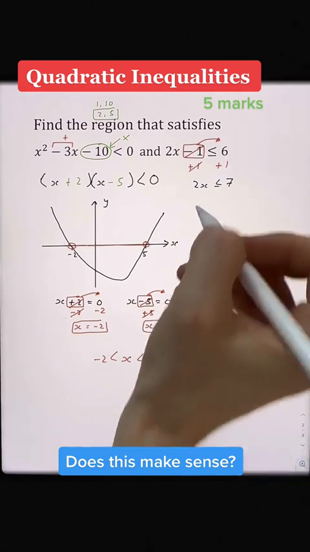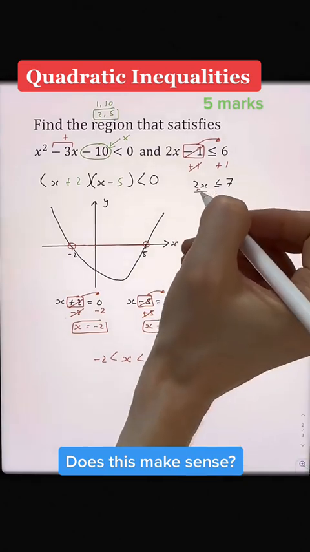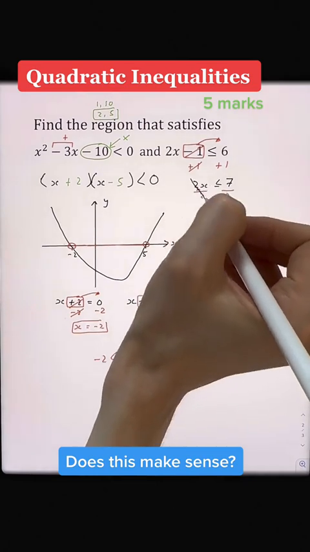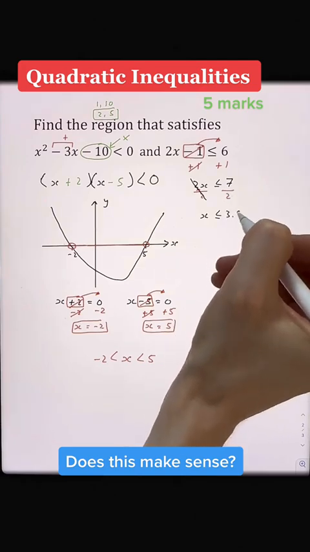2x in algebra means 2 multiplied by x. And as I want to get x by itself, the opposite of times by 2 is to divide both sides of our inequality by 2. On the left-hand side, 2 over 2 will cancel to leave us just x. On the right-hand side, 7 divided by 2 will give us 3.5.